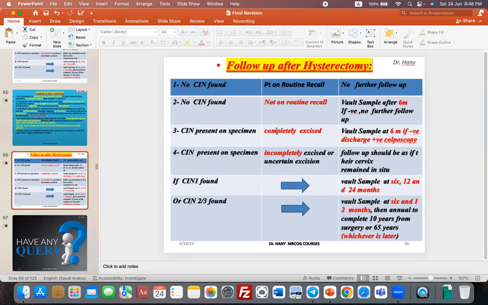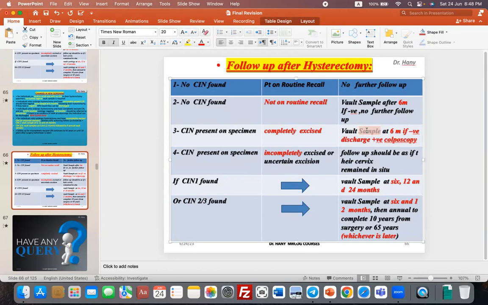CIN1 present in the specimen, completely excised, not HPV 6 and 18. Vault sample at 6 months. Sample means a swab for human papillomavirus PCR. If positive, colposcopy. If negative, discharge. Why colposcopy?